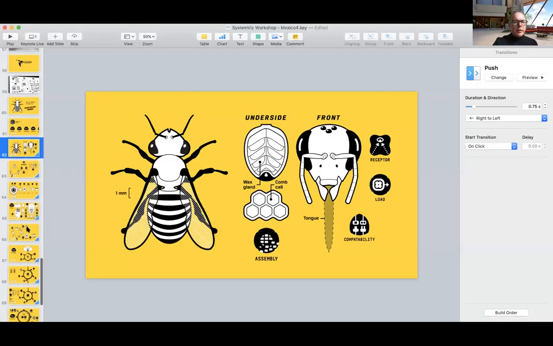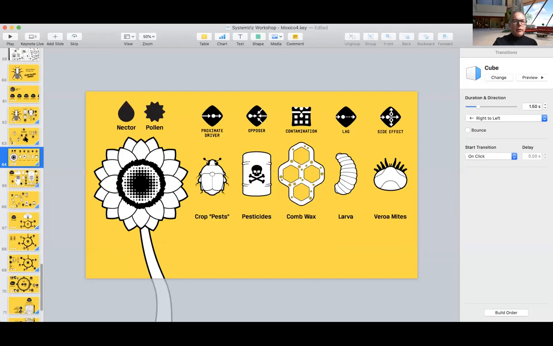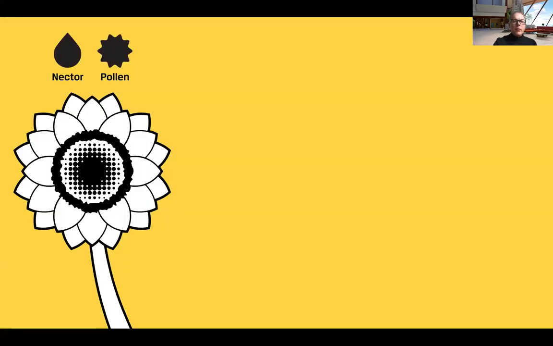Now I can't go through all of this given constraints of time, but I wanted to point out a few dynamics here. For example, bees collect nectar and pollen from a flower. Nectar is a source of sugars and pollen is a source of protein. And the flower benefits as well, and I'll mention that in a moment.